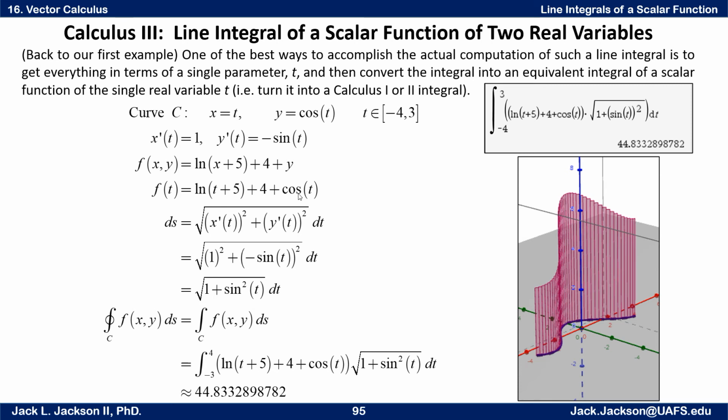Now we need our arc length differential ds. The way to get that is to take x prime of t squared plus y prime of t squared and then square root that, and multiply by dt. In other words, dx over dt squared plus dy over dt squared, square root of all that, times dt. We already have x prime and y prime, so we simply square those. 1 squared is 1. Negative sine of t squared is just sine squared of t. And then we've got our square root, our plus, our dt. All of that is ds.